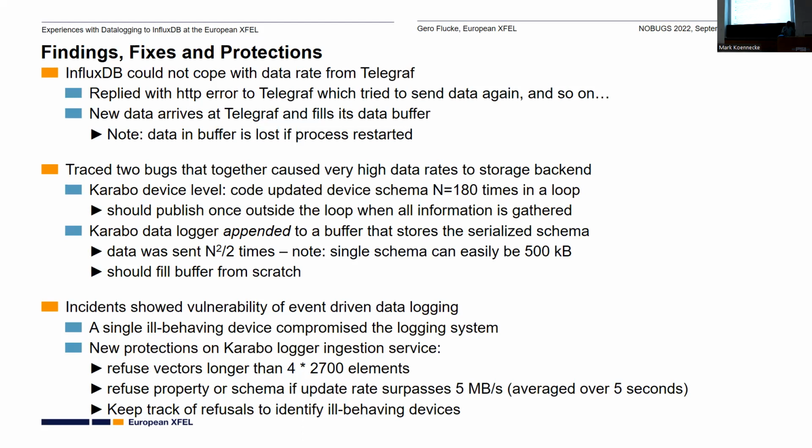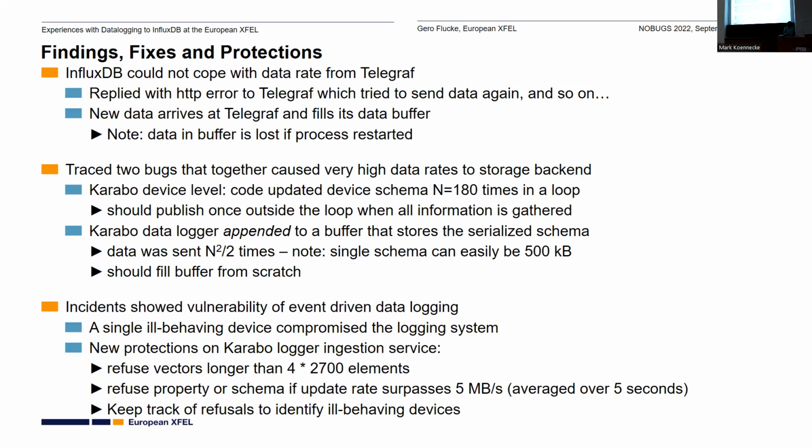In fact, we traced this back to 2 bugs on our side, and really the conjunction of the 2 bugs made the problem explode. One is that some device was updating its device schema 180 times in a loop, instead of looping and then updating at the very end. Then there was a bug in our logging device, where a buffer is used in which the serialized schema is kept, and the buffer was not cleared when the new schema comes. So you have 180 times, and it uses 180. It's an n-square problem.